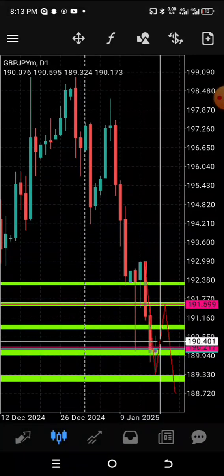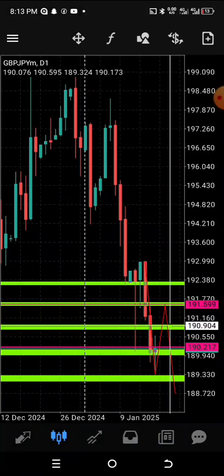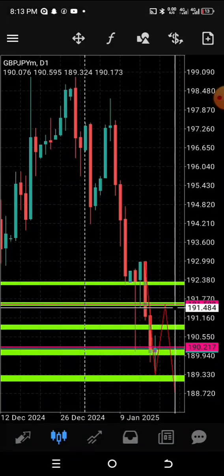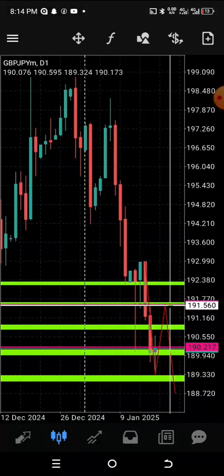It broke it, so I expect price to come to retest this zone here, then form an M structure on my 4-hour, which I will take a sell at the close of the second leg. This will be my entry point. This is my stop loss point. This is take profit 1 and take profit 2.